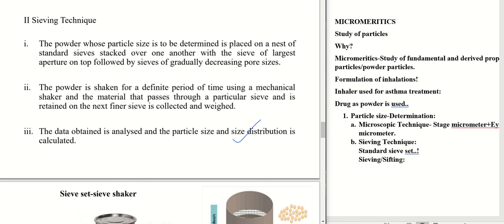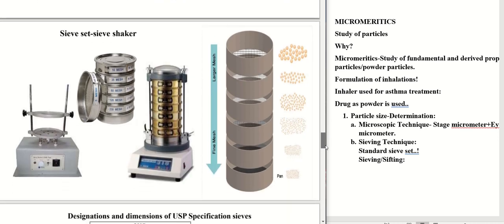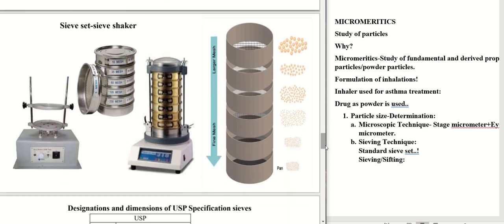Now let us see how this method can be carried out. It is a simple technique which makes use of a sieve shaker. This is known as a mechanical sieve shaker. This is the bottom plate, this is the top plate, and this is the knob. When we turn this knob, we can adjust the height of the lid.